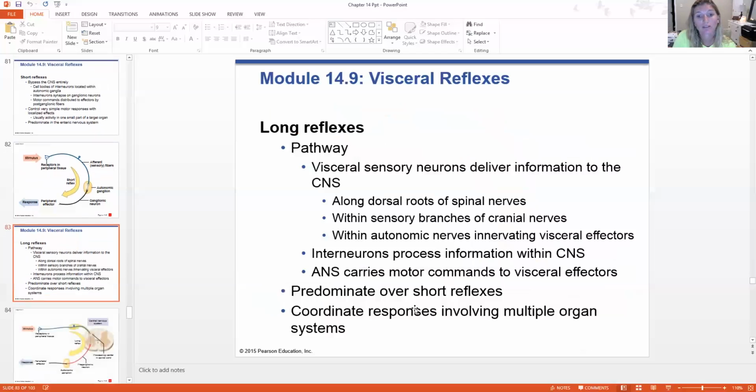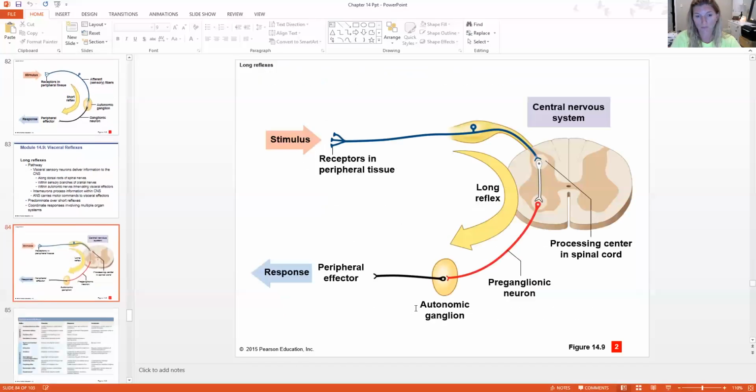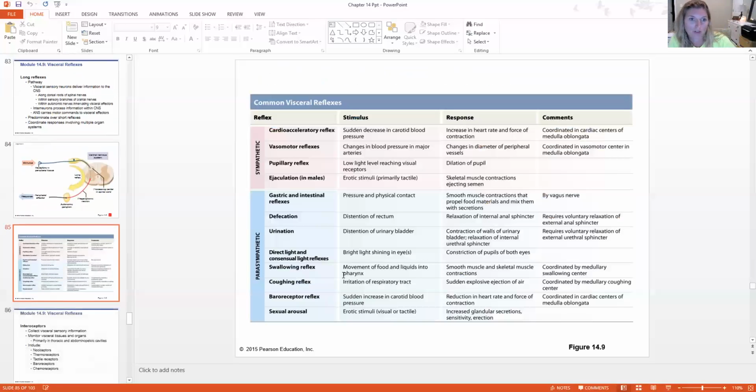A long reflex is the same thing, except the sensory neurons are going to take that information up to the central nervous system. So the dorsal roots of the spinal nerves are going to take that information up to the brain, or within the sensory branches of cranial nerves, or within the autonomic nerves that are within the visceral effector. So interneurons are going to process that information in the central nervous system and then carry out motor commands to visceral effectors. It's predominant over short reflexes and coordinates responses between multiple organ systems. So again, some type of stimulus, the long reflex carried out to a peripheral effector.